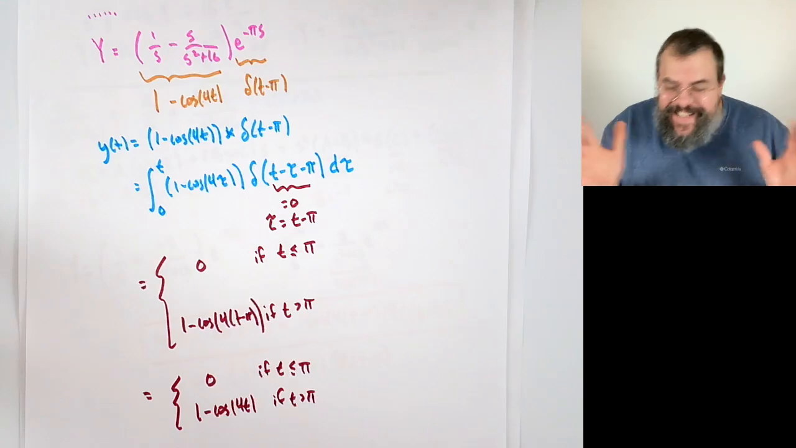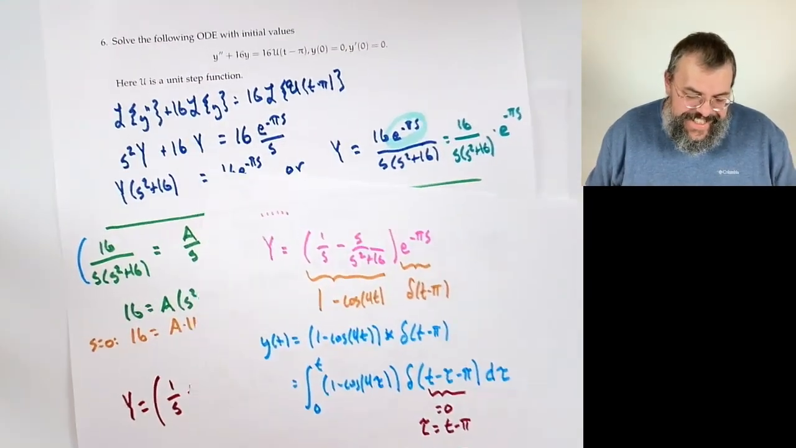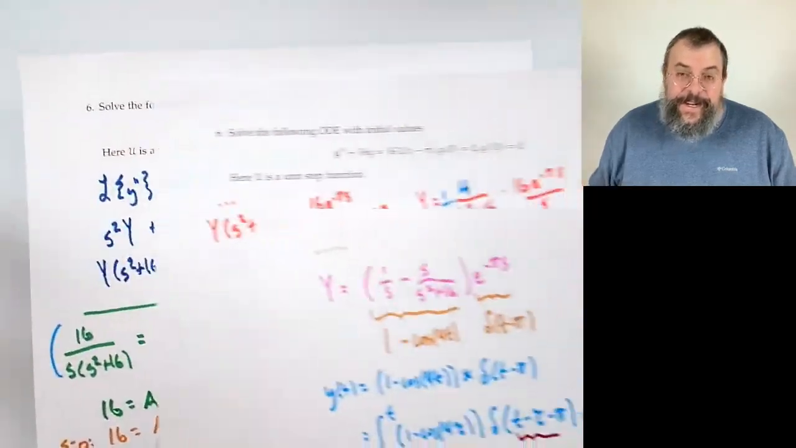Now, nobody did it this way, but that's probably a good thing, because that would have been quite an interesting answer. And it takes a little bit of thought. But options. There are always options. And that was number 6.